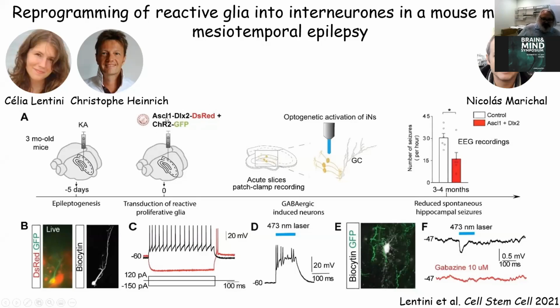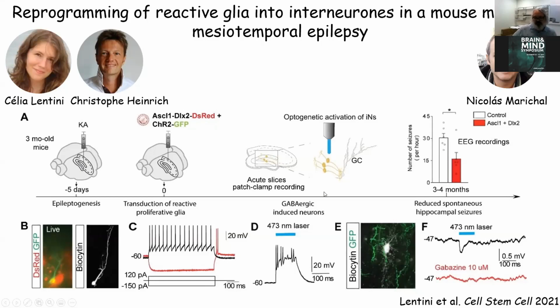So here, DLX2 was replaced here by BCL2. So this was kind of a different starting point that Christoph and Celia took compared to our studies that were running in parallel. And also this is wild-type ASCL1. But remarkably, in the context of this epileptic brain, where you get reactive gliosis, quite a few of these cells turned into neurons.